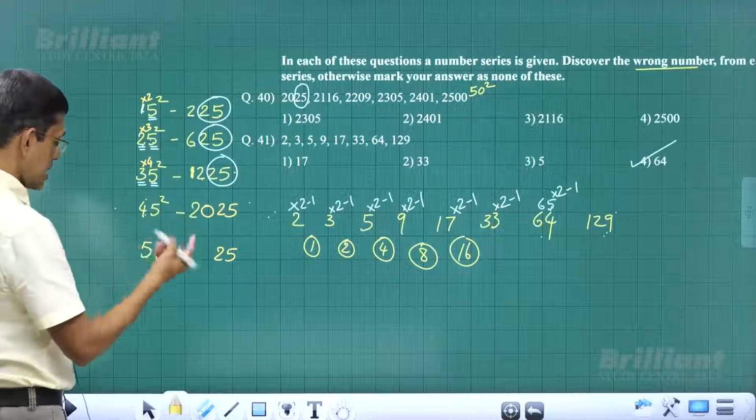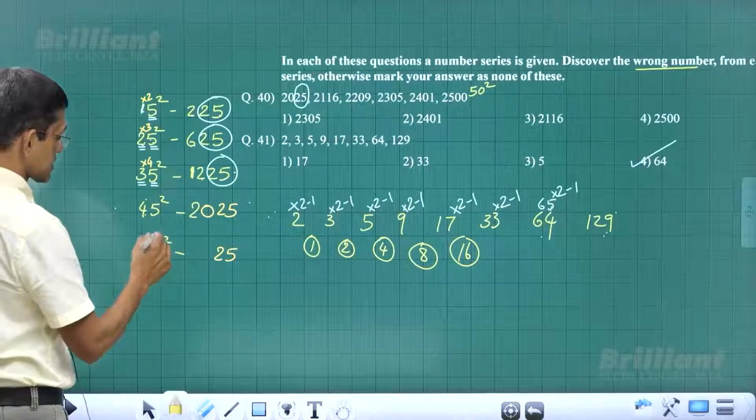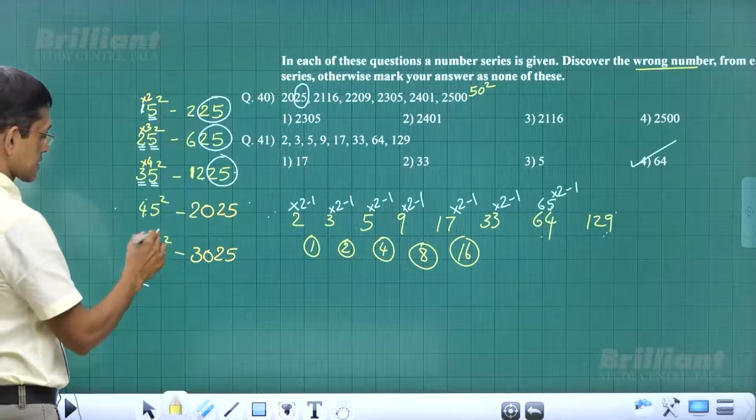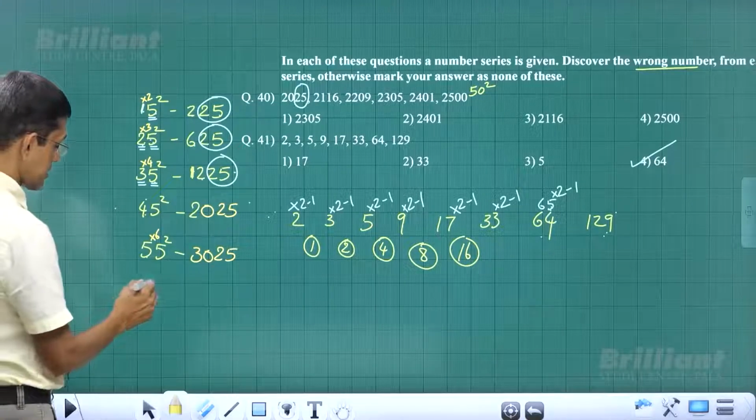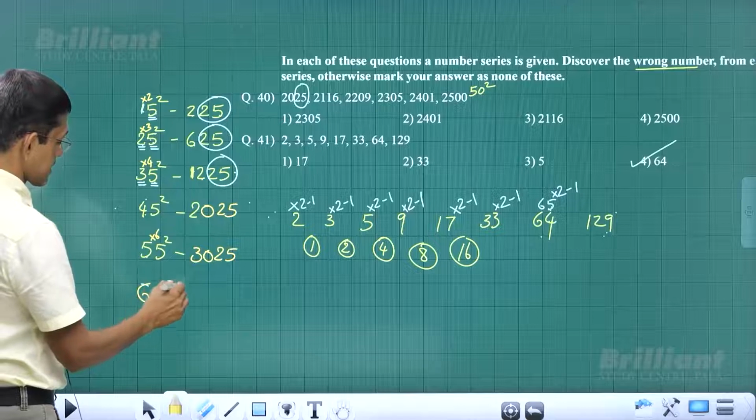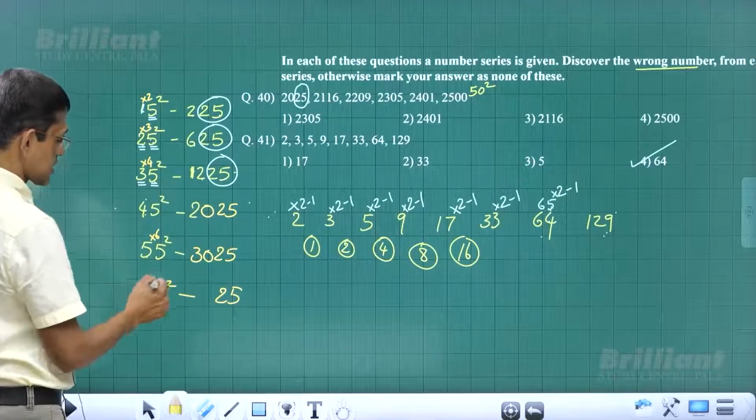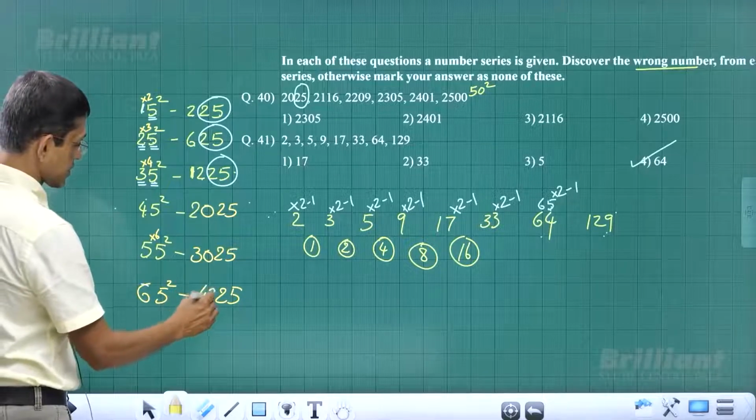Then 5 into the next number, which is 6. 5 into 6, 30, so 30, 25. And how about 65 square? 65 square again, 5 square is 25, 6 and the next number is 7, so it's 42, 42, 25.